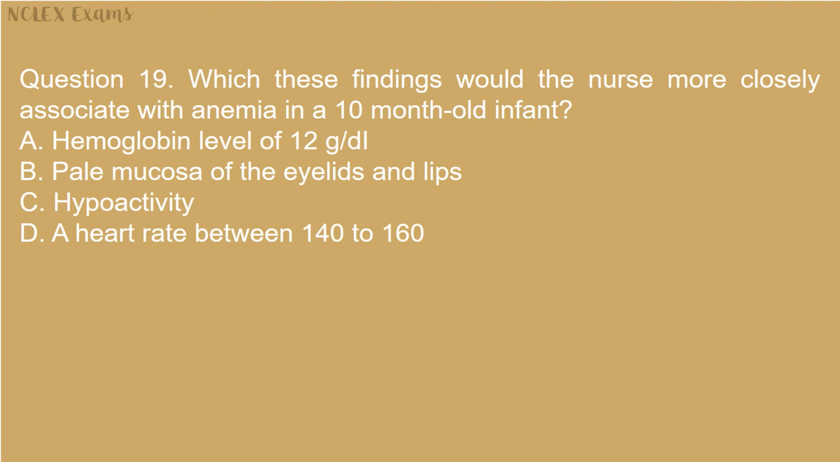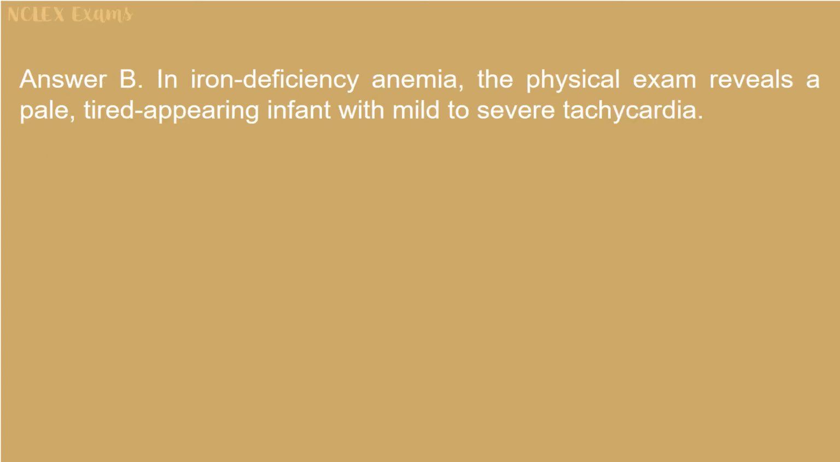Question 19. Which of these findings would the nurse more closely associate with anemia in a 10-month-old infant? A. Hemoglobin level of 12 grams/dL. B. Pale mucosa of the eyelids and lips. C. Hypoactivity. D. A heart rate between 140 to 160. Answer B. In iron deficiency anemia, the physical exam reveals a pale, tired-appearing infant with mild to severe tachycardia.